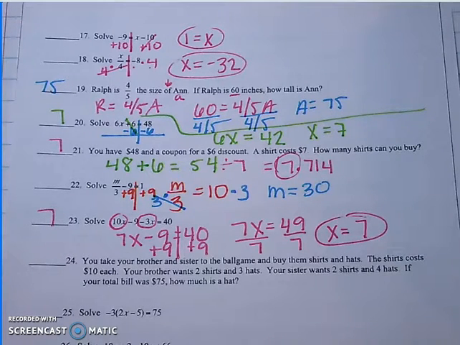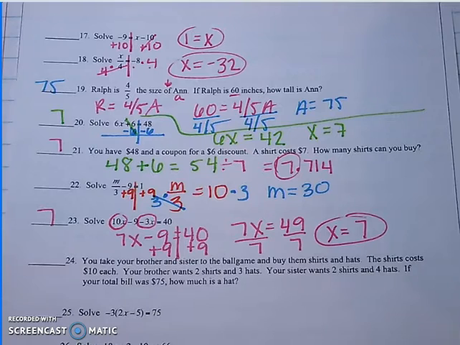24. You take your brother and sister to a ball game and buy them shirts and hats. The shirts cost $10 each. Your brother wants 2 shirts and 3 hats, and your sister wants 2 shirts and 4 hats. If your total bill is $75, how much is each hat?